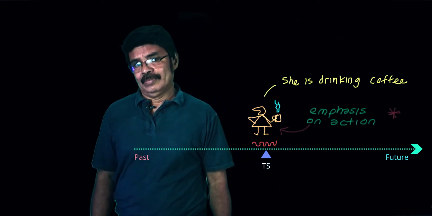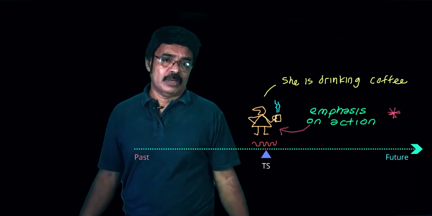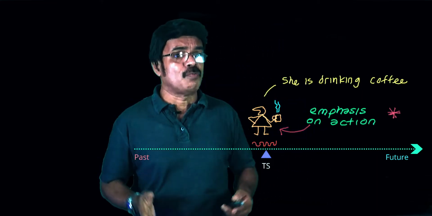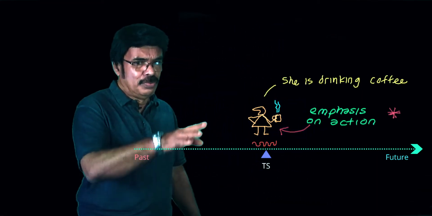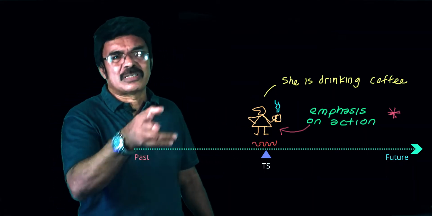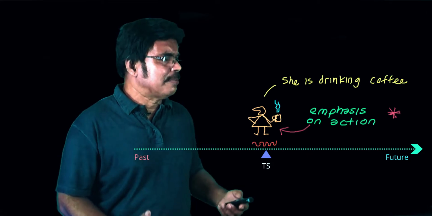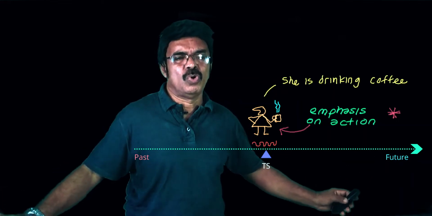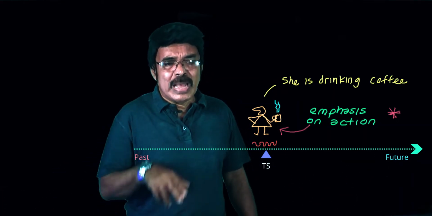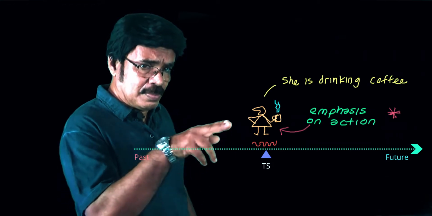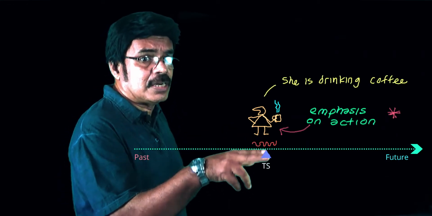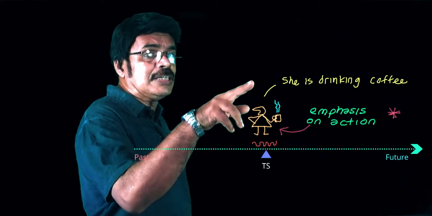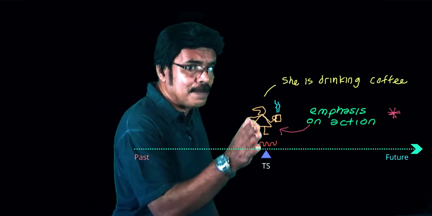So, emphasis on action. Emphasis is the idea we are thinking about, we are focusing on the action. We don't want to think about the time she started. We have no idea when she's going to finish drinking coffee. It's okay, no problem. We don't want to know about all these things. What we are interested in is that now she is drinking coffee. That is what we know. That is what we are interested in: what is happening at the time of speaking.